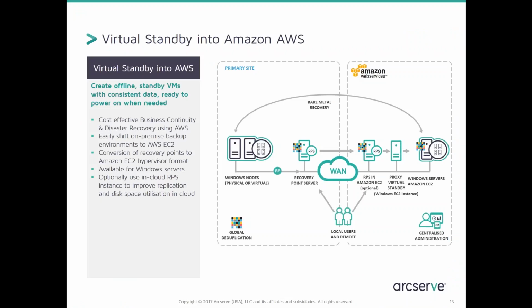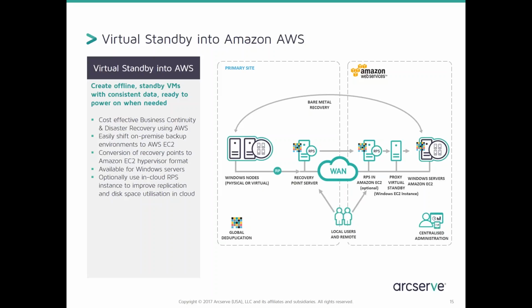Let's take a look at virtual standby now into AWS. So virtual standby is available for Windows hosts. And what it does is it lets us, as I said, take a recovery point or a backup that we've performed and use that as a source and create a powered off VM, or an EC2 instance in this case. We take that and create the relevant EBS and the instance behind it and have that as a powered off instance ready to turn on when needed.